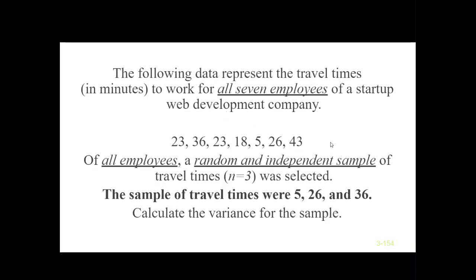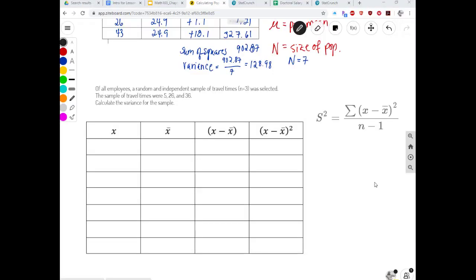So here we're working with the same 7 employees again. These were all 7 employees that work in the startup, but they've decided to do a random and independent sample of the employees here. They drew 3 people randomly and independently, and the sample of the travel times were 5, 26, and 36, and they want you to calculate the variance for the sample. So this is going to be sample variance, not population variance, because you're not working with everything, you're just working with a select few.